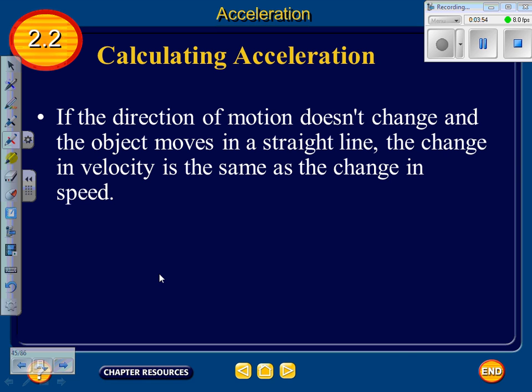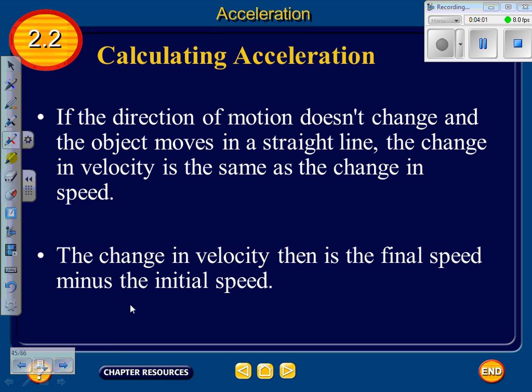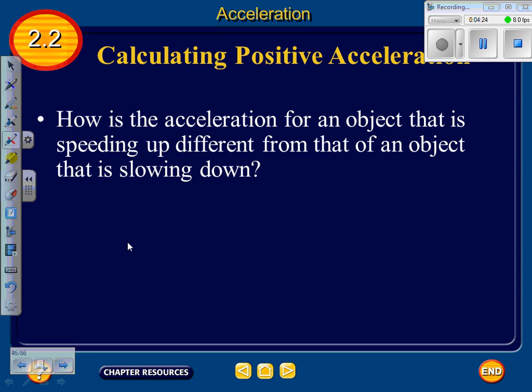If the direction of motion doesn't change and the object moves in a straight line, the change in velocity is the same as the change in speed. Change in velocity then is the final speed minus the initial speed. What this says is that if it travels in a straight line in the same direction, then velocity and speed are the same thing, so you can calculate it as the final speed minus the initial speed. How is the acceleration for an object that's speeding up different from that of an object that is slowing down?